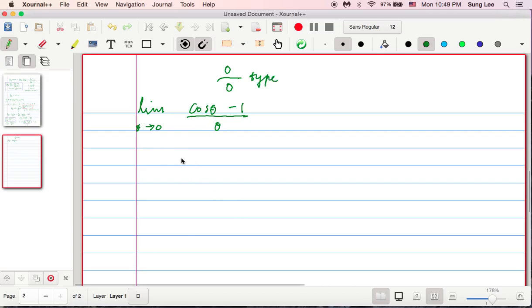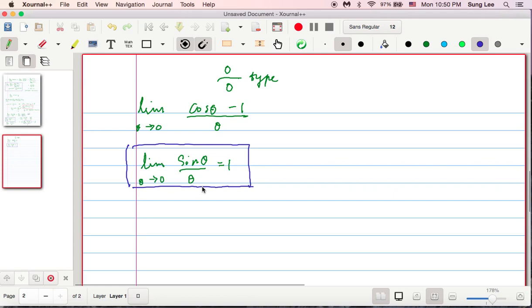Somehow in this case, the only tool we know is the following formula: the limit of sine theta over theta as theta goes to 0 equals 1. So that's the only tool we know of. So somehow we have to use this formula. But we don't have a sine, we have a cosine.